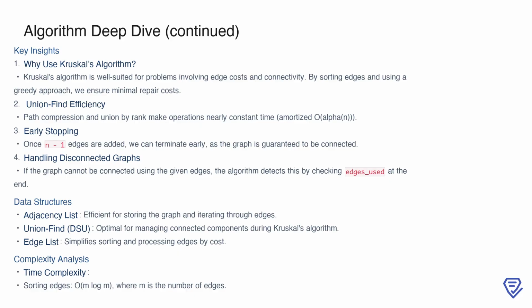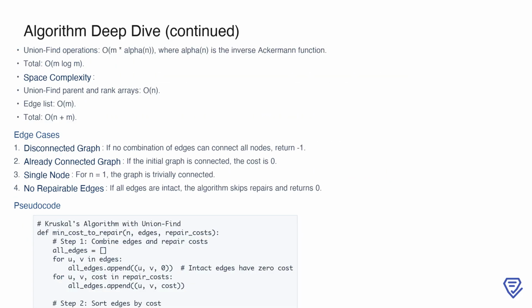The time complexity is dominated by the sorting step, which is O(m log m), for m edges, and union-find operations add a negligible overhead of O(m * alpha(n)), where alpha(n) is the inverse Ackermann function. This makes the overall complexity O(m log m). Space complexity is linear, requiring storage for the union-find data structure and the edge list, resulting in O(n + m) space usage. When considering edge cases, the algorithm handles various scenarios effectively.